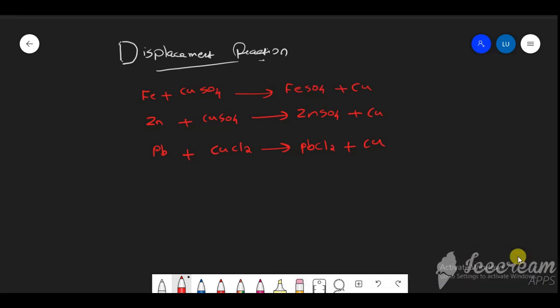The next class of reaction is the displacement reaction. In a displacement reaction, here in copper sulfate, the copper is displaced by iron. On the product side, where the place was for copper, it has been replaced by iron. Such a reaction is called a displacement reaction. The first, second, and third examples illustrate displacement reactions well. Here copper is replaced by zinc, and also copper is replaced by lead.